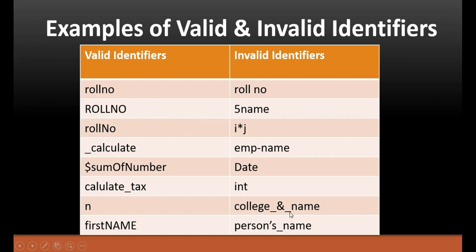Now next we have underscore, but here I'm using an ampersand symbol. So again ampersand is a special character. So I cannot use special characters for giving names to identifiers in Java. Last invalid identifier is what? Persons underscore name. Here I have underscore, but here there is an apostrophe. Apostrophe comes under special character. So I cannot use apostrophe for giving a name to my variable. So these are certain examples of invalid identifiers.